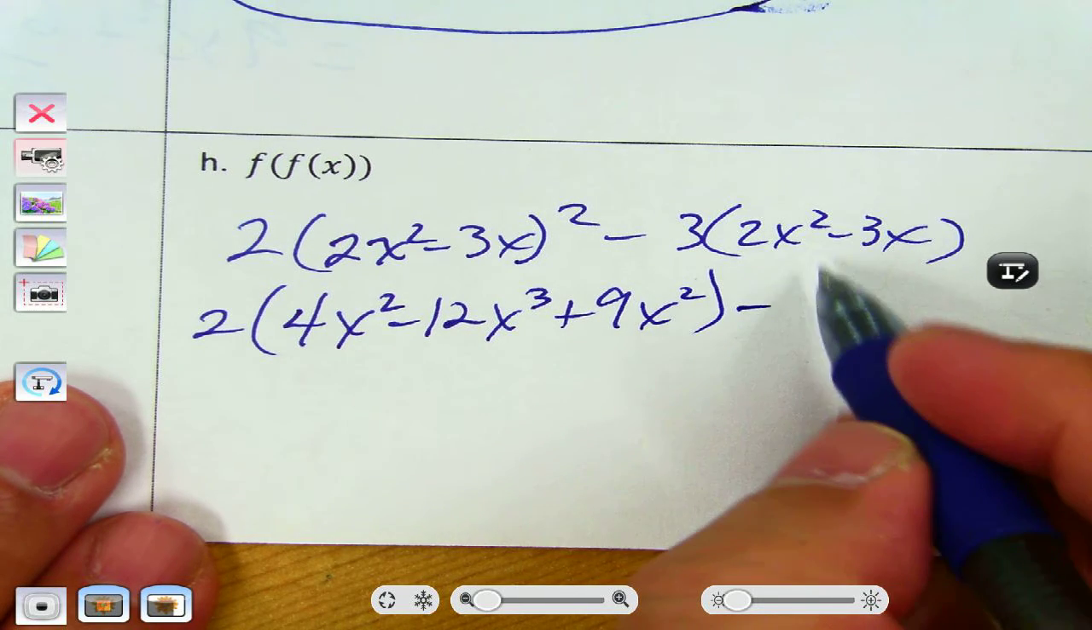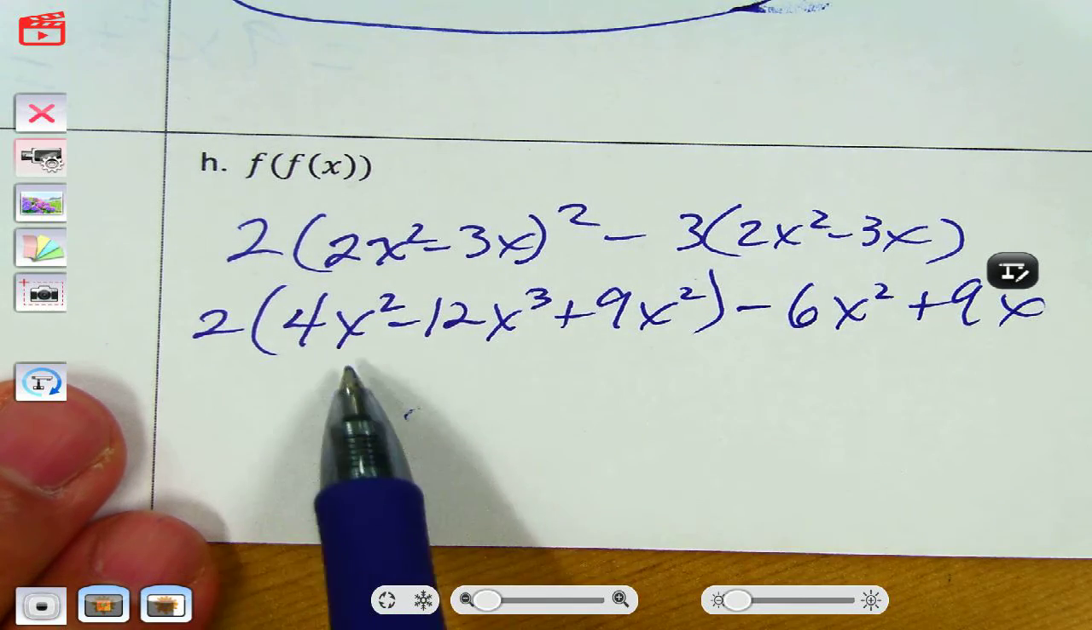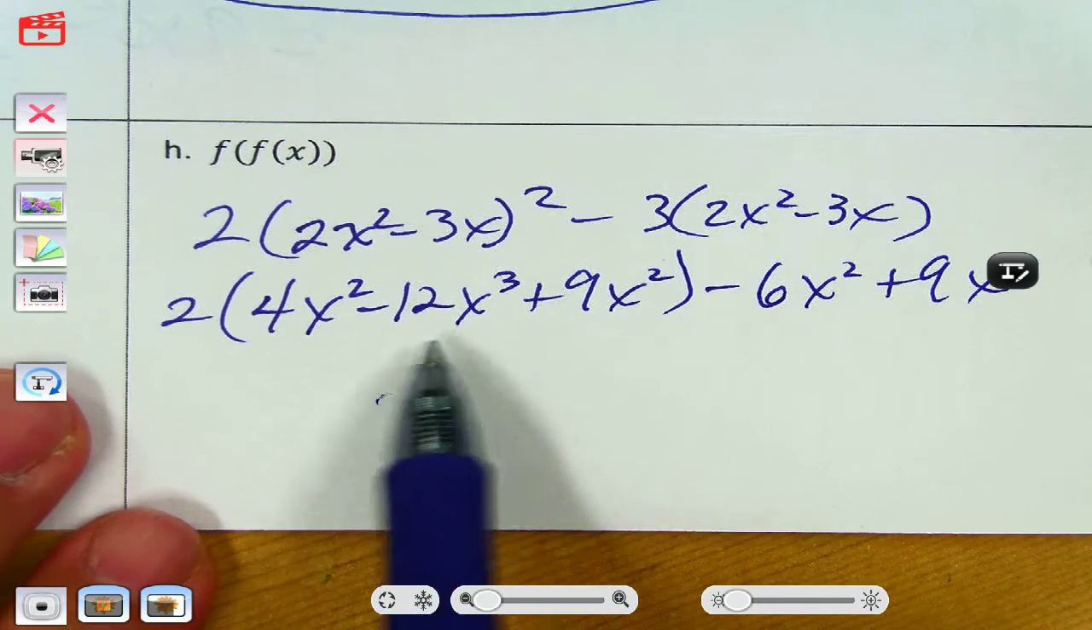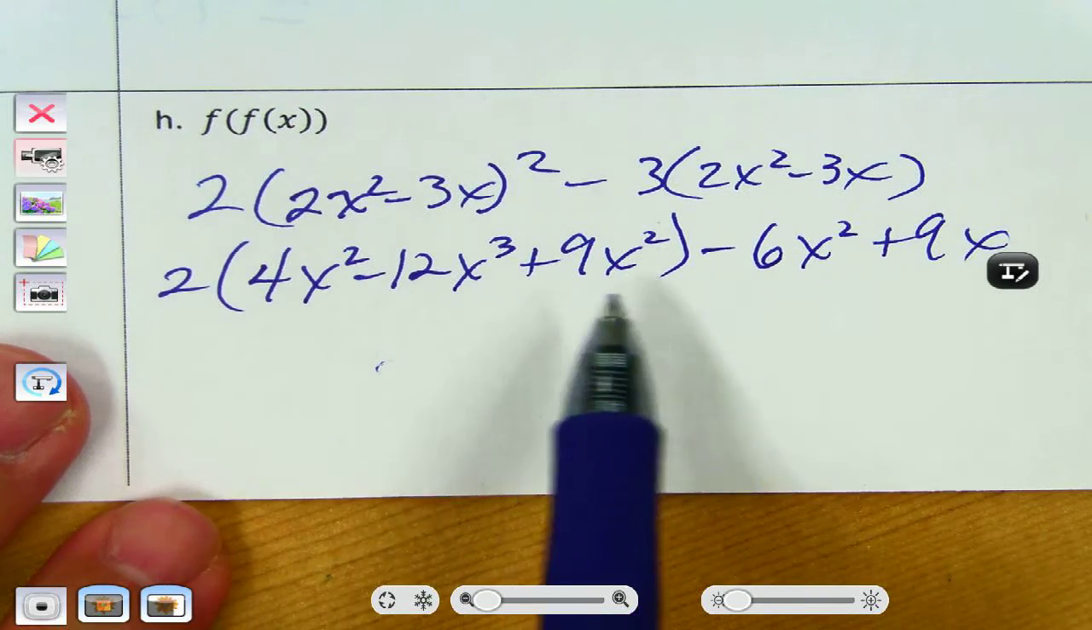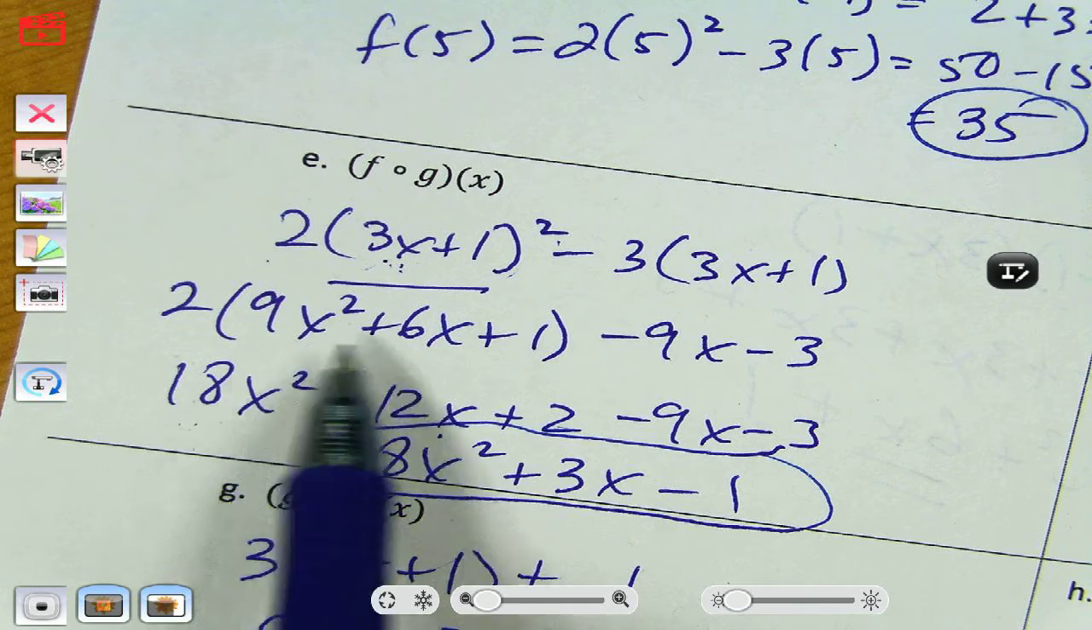Distribute this negative 3, so it's negative 6x squared plus 9x. Make sure you understand how I got that. You're welcome to ask me in class if you don't understand where that trinomial comes from. But it's the same basic idea as where this trinomial came from.